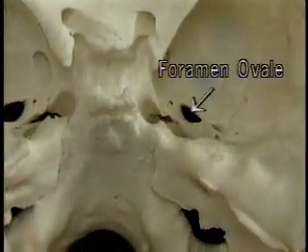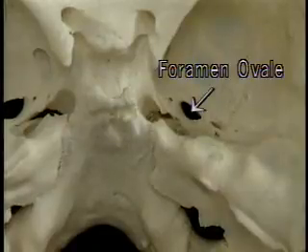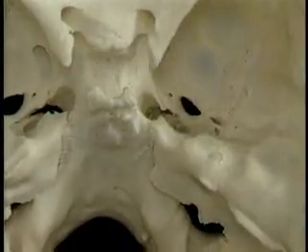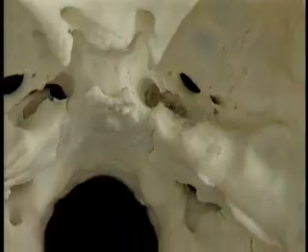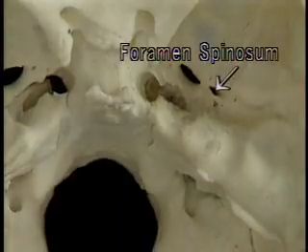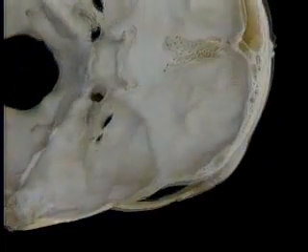The 2 openings that pass downward are the foramen ovale for the mandibular branch of the trigeminal nerve, and just behind and lateral to it, the foramen spinosum for the middle meningeal artery. To see where those 2 come out, we'll go round to the underside.